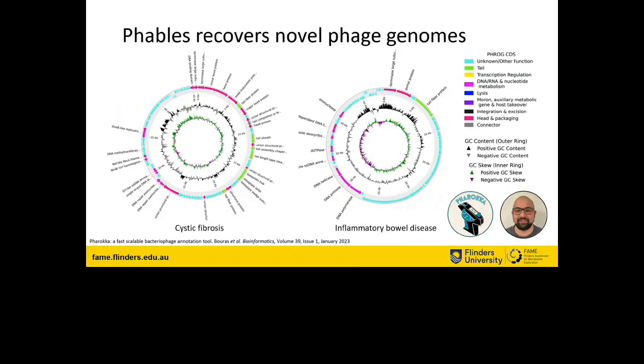Now that we have the genome sequence to work with, I can actually do more bioinformatics and help our wet lab people isolate these in the lab. Currently, there are less than 27,000 complete genomes of phages recovered so far, and Phables can actually help increase this number.